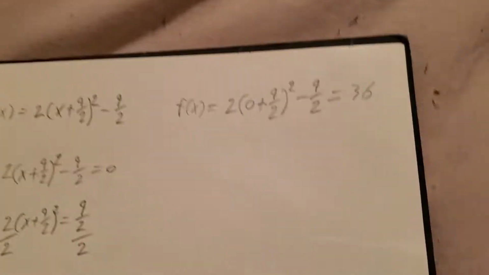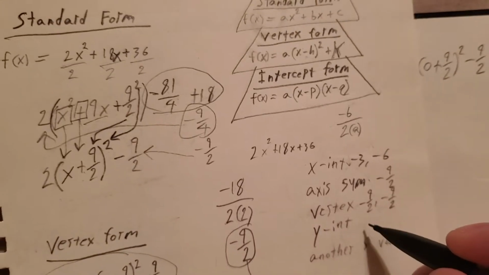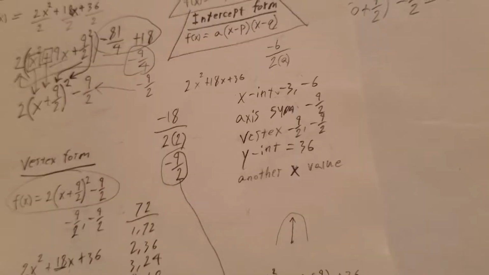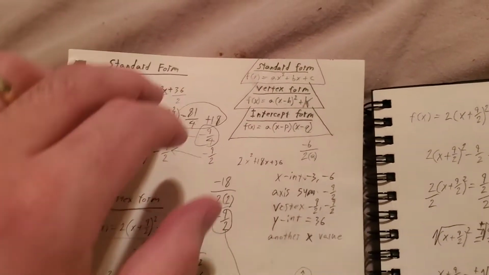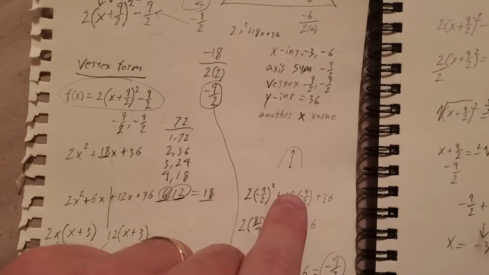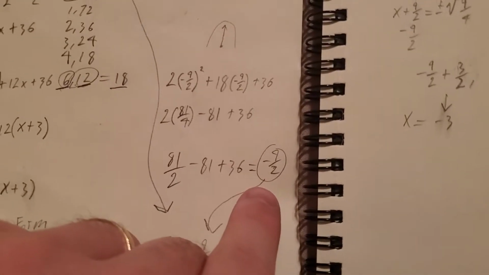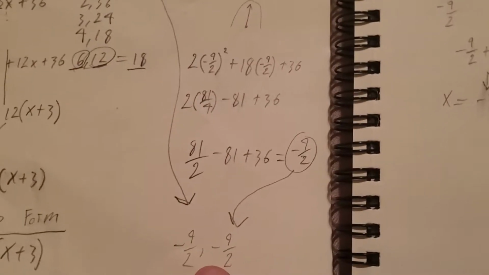That gives us 36. So for the y-intercept, you can say the y-intercept is equal to 36. Then we want to plug in another x value, so let's do that. When we were up here, remember how we plugged in the negative 9 over 2 to find the y output where x equals negative 9 over 2. That's our vertex.